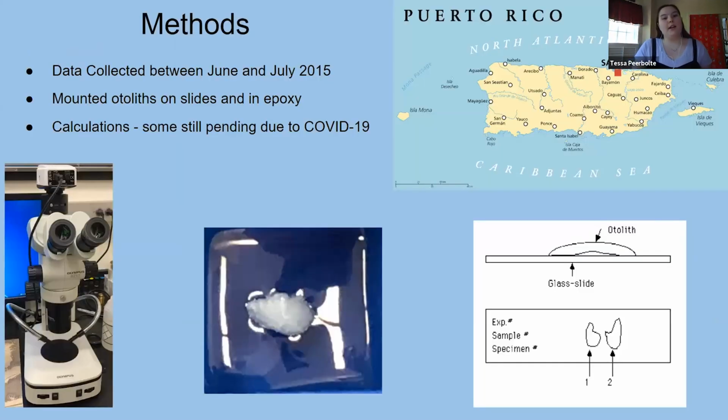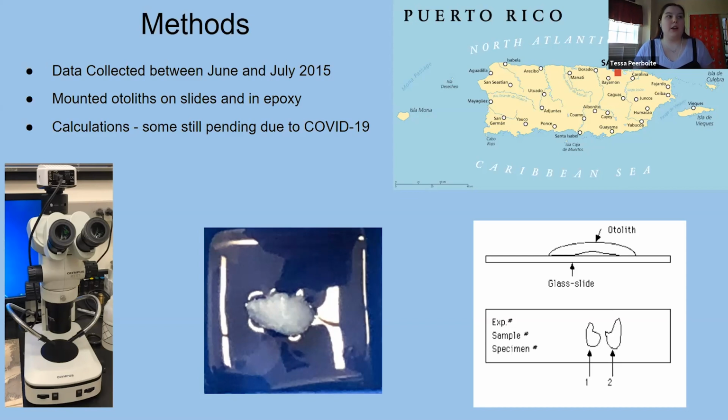We collected paired American eel otoliths from Puerto Rico between June and July of 2015. Otoliths were mounted onto slides via thermoplastic cement and polished, as well as mounted in epoxy and cross-sectioned. Otoliths were read by 2 readers to determine a consensus age. We strive to calculate size, structure, condition, sex ratio, age structure, growth, and mortality. Some of these calculations are unfortunately pending due to COVID-19.